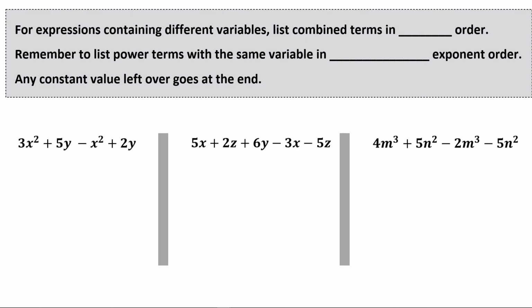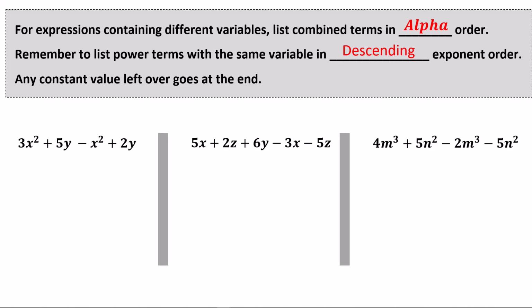For expressions containing different variables, list combined terms in alphabetical order. Remember to list power terms with the same variable in descending exponent order. Any constant value left over goes at the end. Simplify these expressions and list the final terms in the correct order.